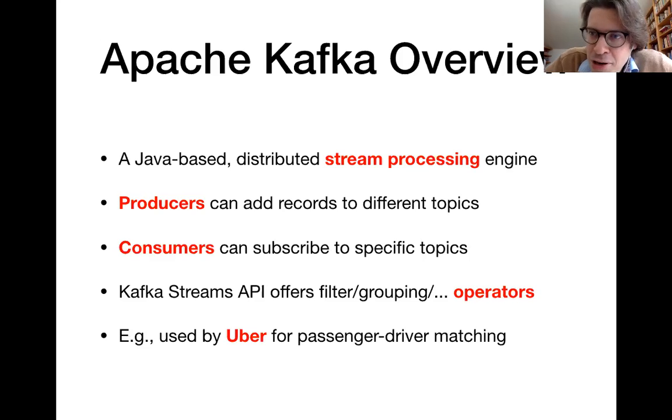This is a pretty popular system. For instance, if you have already used Uber, then know that the passenger-driver matching is internally done via Kafka. So this is a popular system. It is a little bit more low level because it only supports simple operators. ksqlDB, which we will discuss in more detail later, essentially adds an SQL interface on top of that.